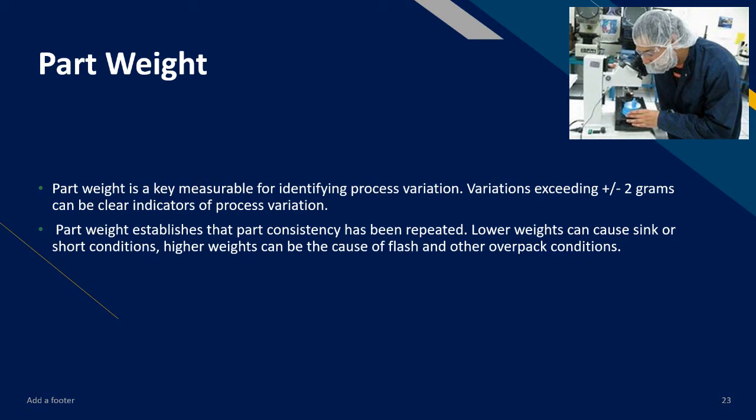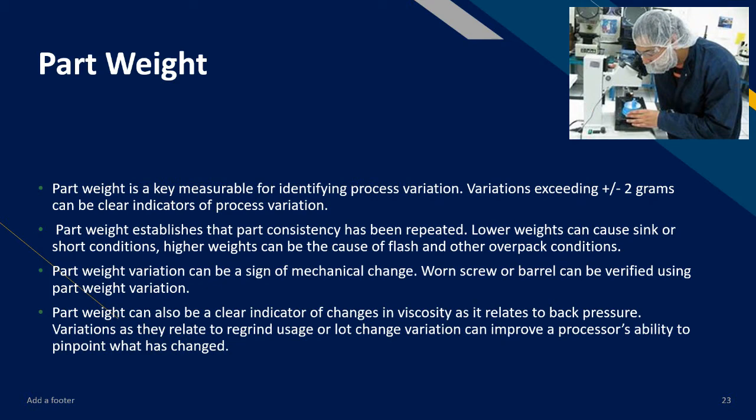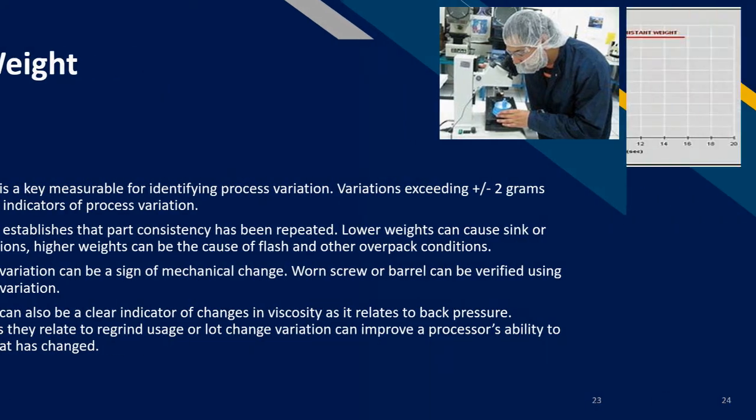Lower weights can cause sink or short conditions, and higher weights can be the cause of flash and other overpack conditions. Part weight variation can be a sign of mechanical change. Worn screw or barrel can be verified using part weight variation. Part weight can also be a clear indicator of changes in viscosity as it relates to back pressure. Variations as they relate to regrind usage or lot change variation can improve a processor's ability to pinpoint what has changed.